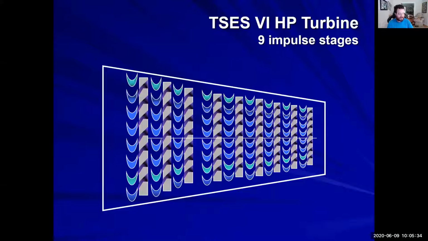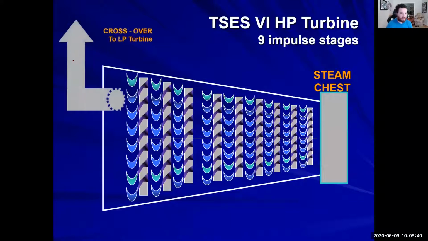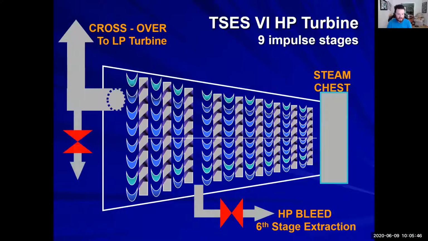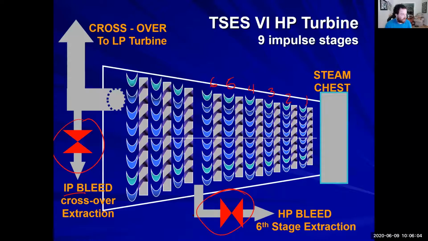So your HP turbine has 9 impulse stages. Like I said, it has its steam chest, and there's your crossover. You have something called an HP turbine bleed in its 6th stage, so you have your 1, 2, 3, 4, 5, and 6. You have your IP bleed crossover extraction. Like we talked about, some of this is used for startup, and some of it is used in systems that we no longer use. But just know that they are there. Steam will basically exit your steam chest and fly through all of those stages into your crossover to the LP turbine.